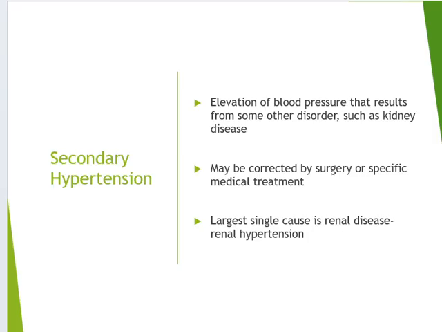There's also secondary hypertension, and this is hypertension that has a known distinct cause. With secondary hypertension, if we can find and eliminate that cause, we may also be able to eliminate the hypertension. The most common cause of secondary hypertension results from some kind of kidney disease. That's the usual reason that patients have secondary hypertension. If we solve the kidney disease, the hypertension hopefully goes away. Maybe it can be corrected by either surgery or specific medical treatments. Again, the largest single cause of this is renal disease or renal hypertension.